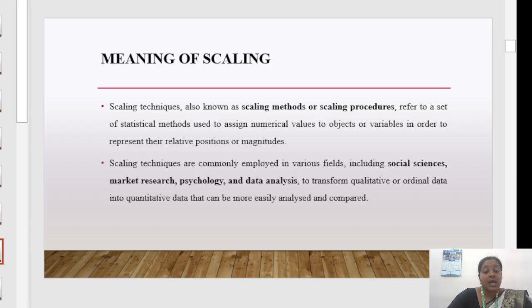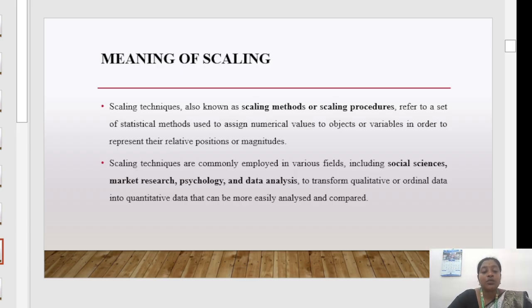For instance, a scale may measure customer satisfaction from very dissatisfied to very satisfied, or employee commitment from very low to very high. Scaling facilitates comparison among respondents and helps researchers understand differences in attitudes, perceptions, and preferences. It serves as an important bridge between qualitative judgments and quantitative analysis.